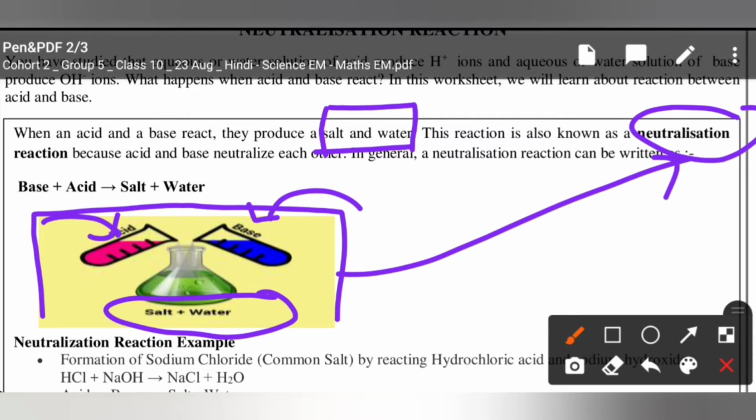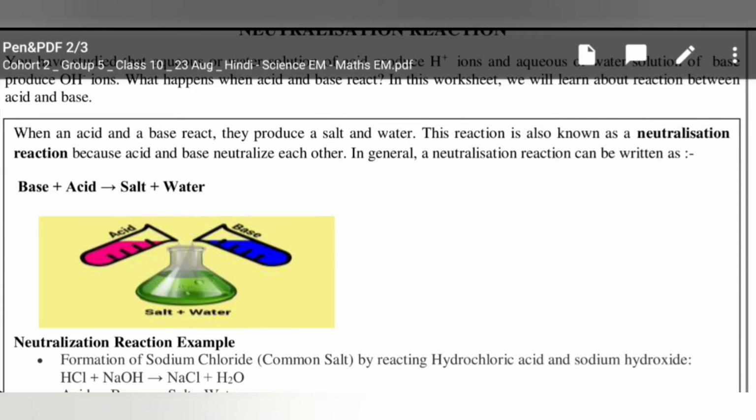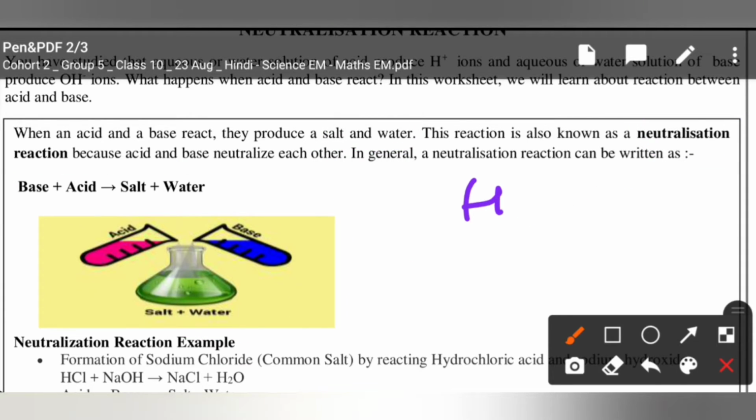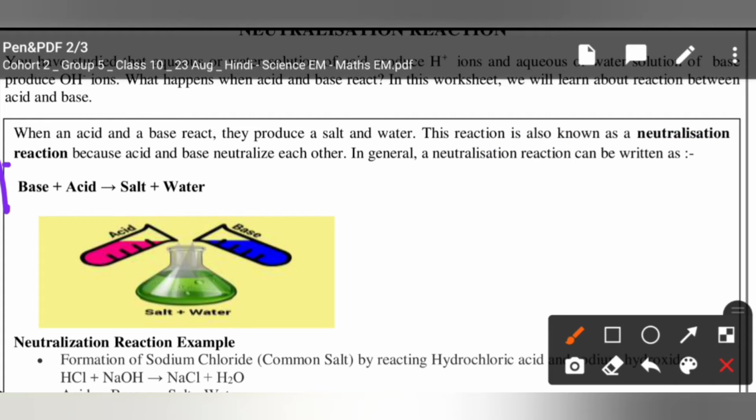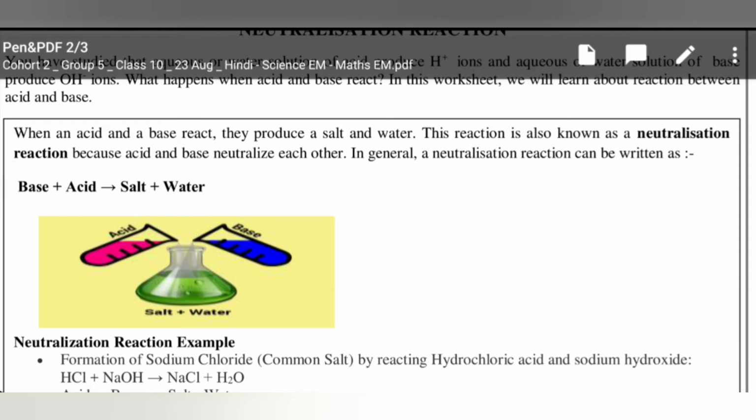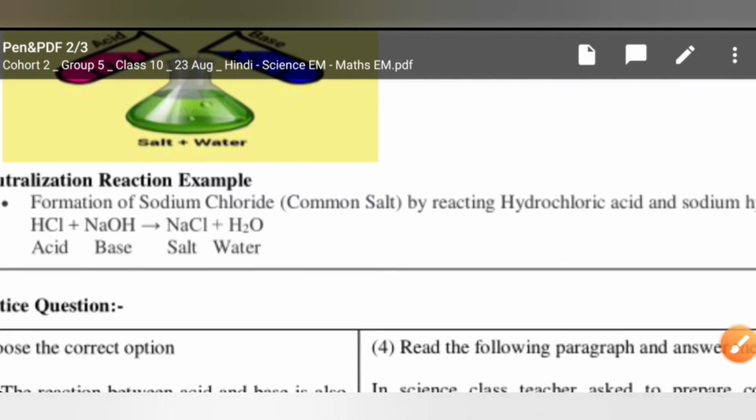In general, the neutralization reaction, we can write this. Neutralize each other means, I have discussed right now that acid contains H plus ions, and base contains OH minus ions. So when both of them react together, they neutralize each other and the ions are removed. So that's why it is known as a neutralization reaction. In a general way you can write that base plus acid gives salt and water.